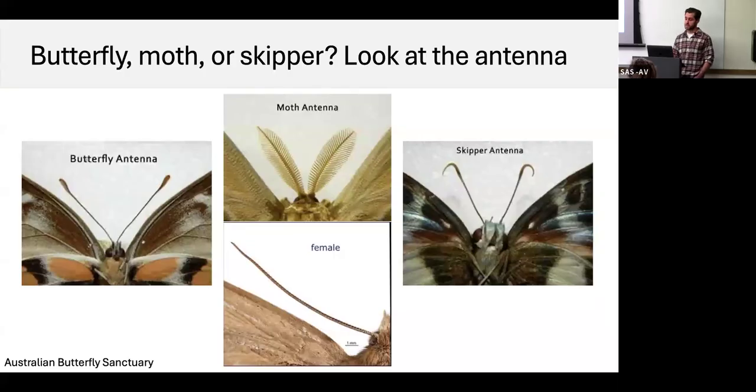And the reason is because, as I showed on the previous slide, a lot of moths are often mistaken for butterflies because of their bright colors. And on the other hand, there are also some dull butterflies that are sometimes mistaken for moths.